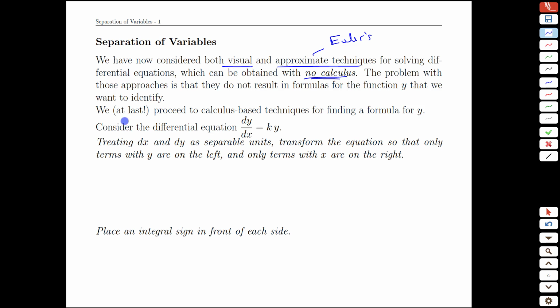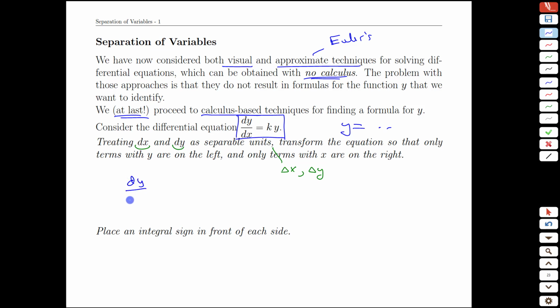However, we would really like to have a calculus-based technique to actually get a formula for y equals with some x's in there. That would be our ultimate goal. Let's start off with our basic equation for exponential growth that we've seen before and ask ourselves, how could we start here and solve it in a systematic way so as to get y equals? The key element of this is to treat the dx and dy as separable units, thinking of them as delta x and delta y. And then we'll see how that plays out as we manipulate this equation.